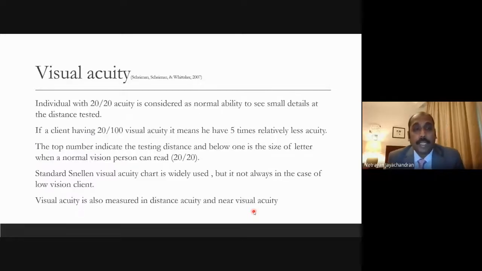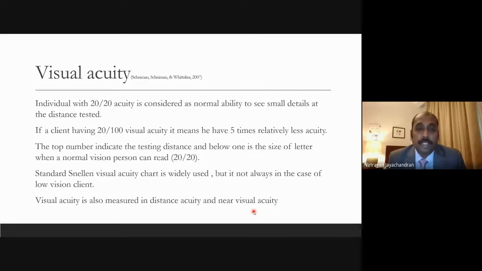So first is visual acuity. The normal visual acuity is 20 by 20. As per the ICD-11 classification, that means the person has the ability to see small objects and small details in the object from a particular distance. If you see a client having 20 by 100 visual acuity, it means they have relatively 5 times less acuity when compared to a normal person.